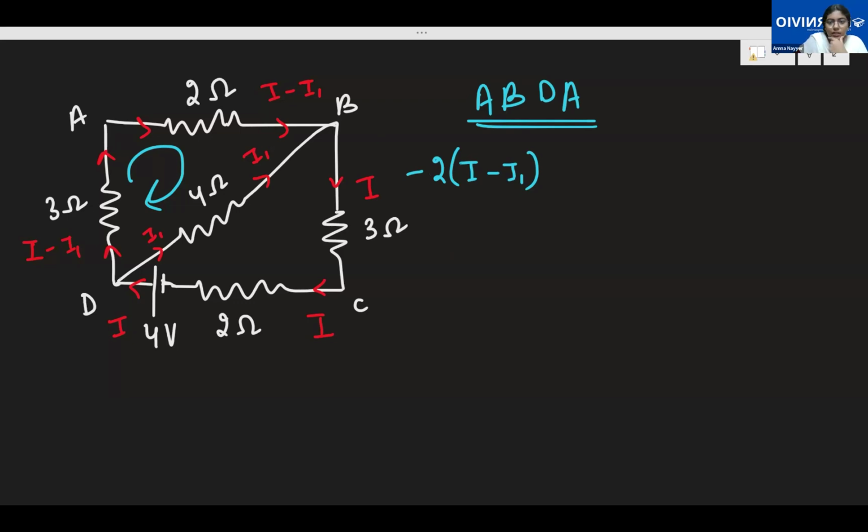Now from B to D, let's move. B to D, you just have a resistor. As soon as resistors come, apply Ohm's law. Current into resistance, 4 into I1, because in this branch only I1 is there. Current is going from D to B, uphill. You are moving from B to D, downhill. Opposite direction, positive. Now last is D to A. You are also going up. Current is also up. So positive or negative? Negative. Very good, Safina. So this will be minus 3 into (I minus I1).